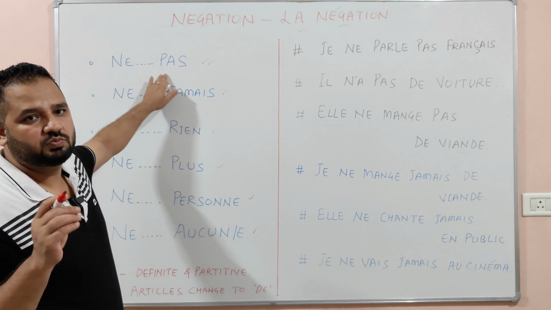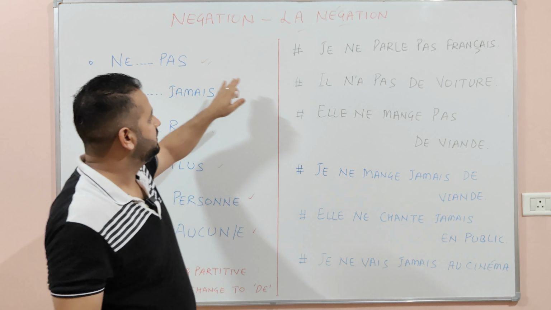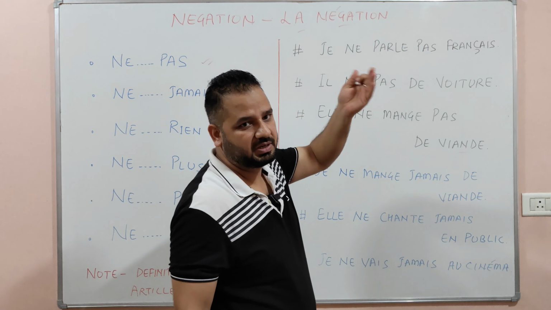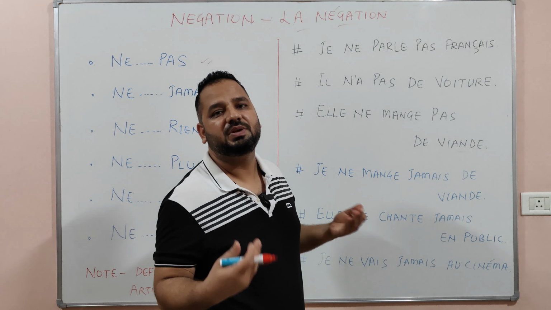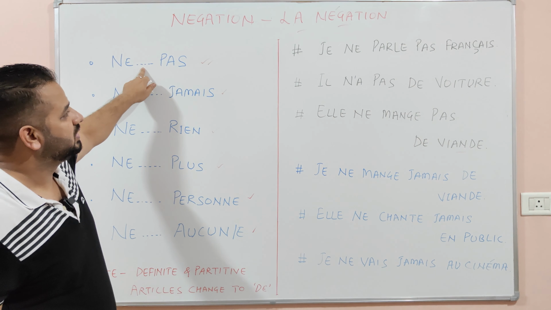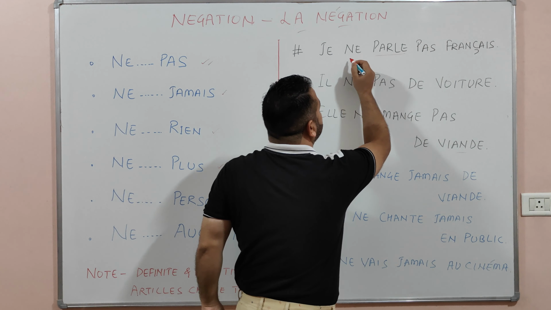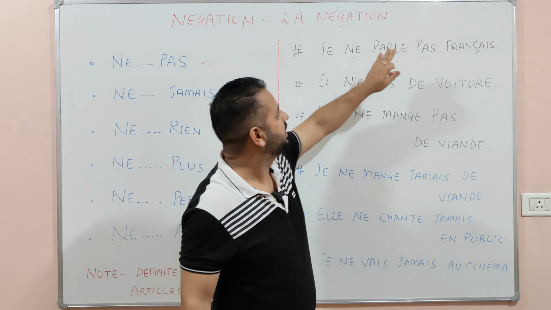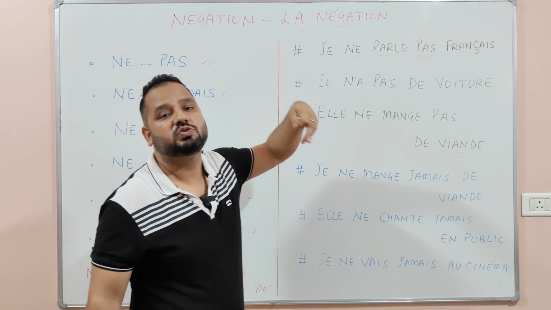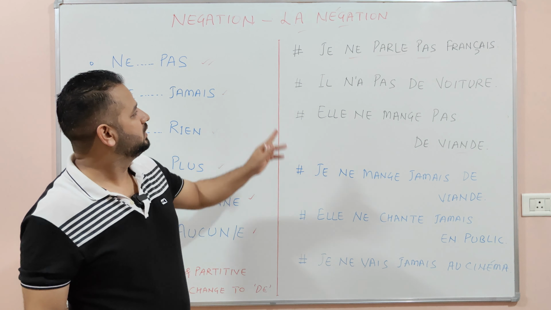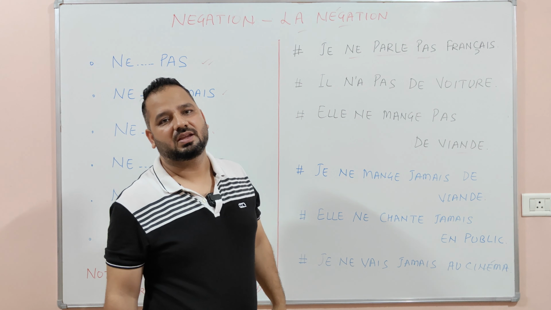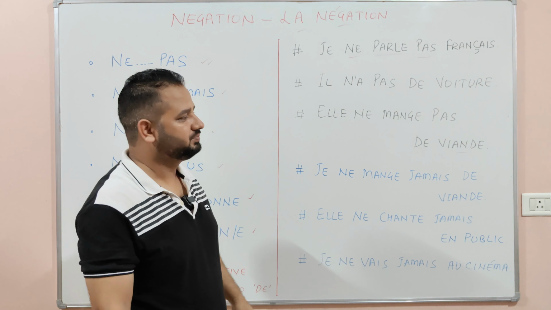Ne pas. This is one of the simplest ways of making a sentence negative. For example, let's make it affirmative first. Je parle français. I speak French. So ne pas. We need to sandwich the verb with ne and pas. Before the verb ne, and after the verb pas. So now it becomes: je ne parle pas français. I don't speak French. Correct?